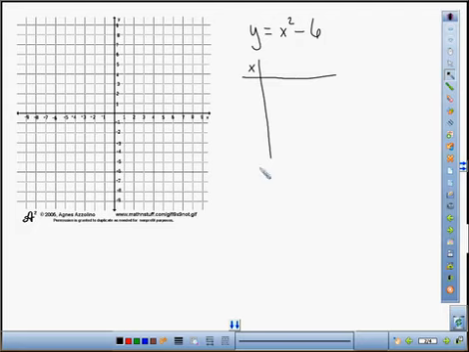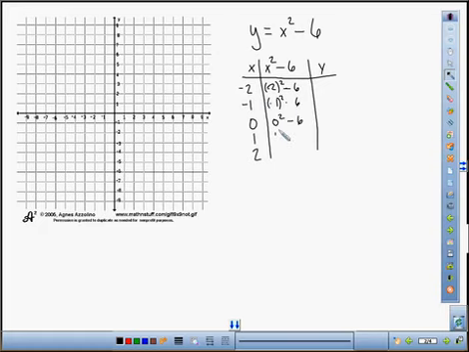We're going to pick some numbers for x to be. We're going to plug them in, and then we're going to get what y is supposed to be. Okay? So this is x squared minus 6. So let's say I chose negative 2, negative 1, 0, 1, and 2. So if I do negative 2 squared minus 6, negative 1 squared minus 6, 0 squared minus 6, 1 squared minus 6, and 2 squared minus 6. We're just going to plug them straight in.